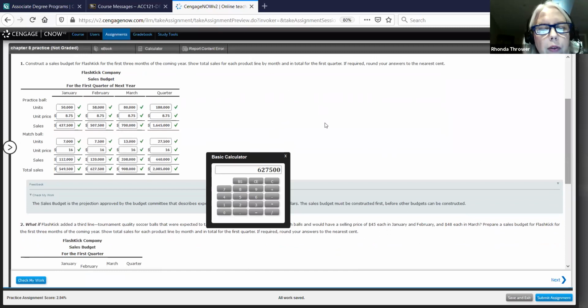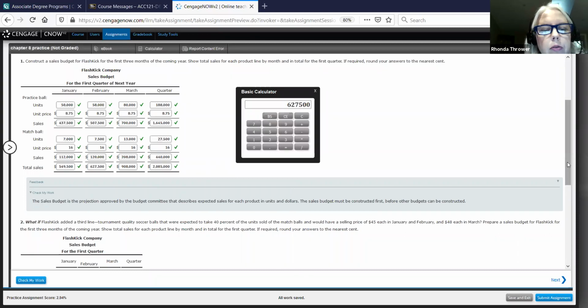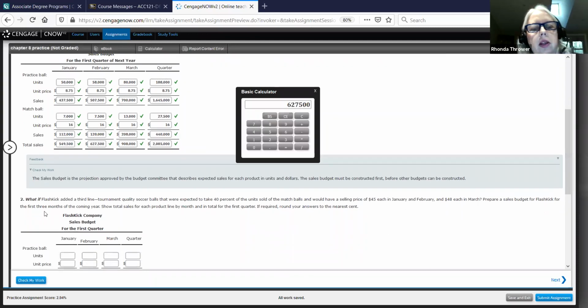In this problem, they also have a what if analysis down here. So let's look and see what happened with that. It says, what if Flash Kick added a third line, tournament quality soccer balls that were expected to take 40% of the units sold of the match balls and would have a selling price of $45 each in January and February, and then $48 in March. Prepare the sales budget for Flash Kick for the first 3 months.